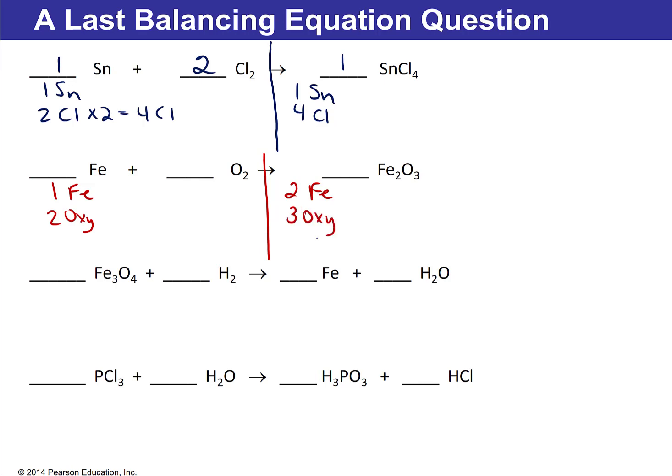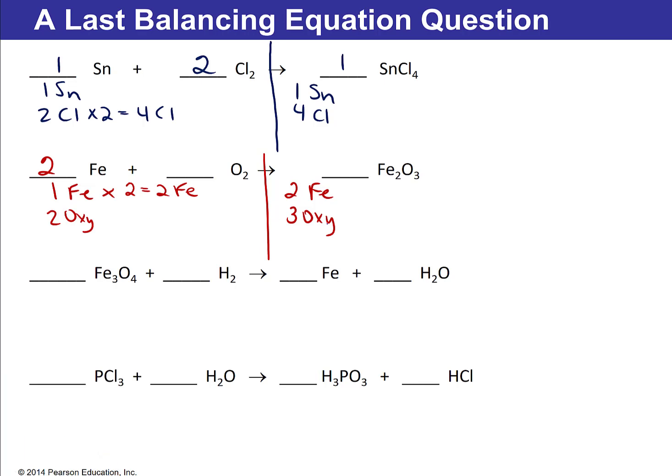Okay, so now in looking at this, you notice that neither of them are balanced. So the first one, if you want to balance the iron, I have 2 iron on the product side, so I'm going to need 2 iron on the reactant side, 2 Fe's. They're balanced now. So now I look at the oxygens.